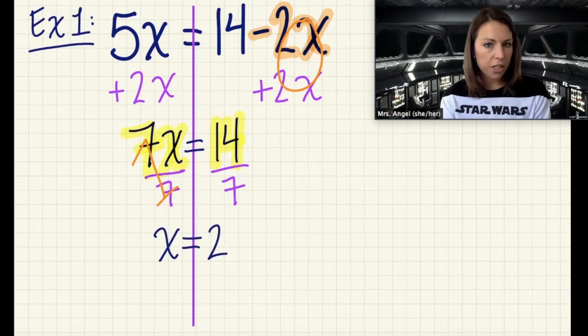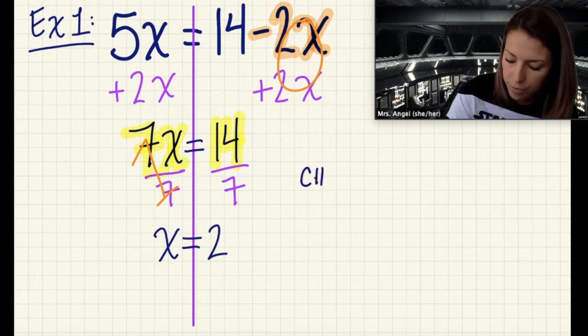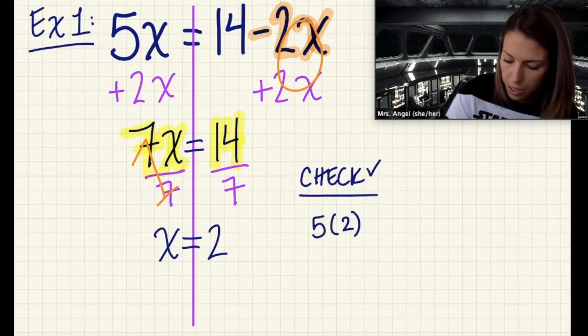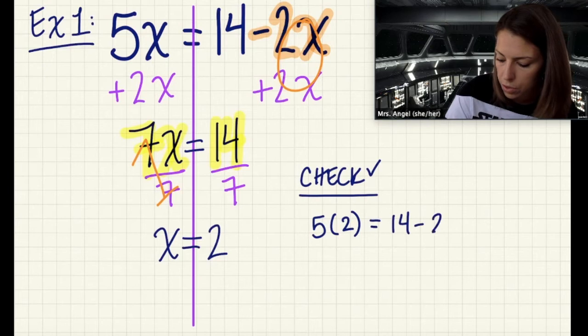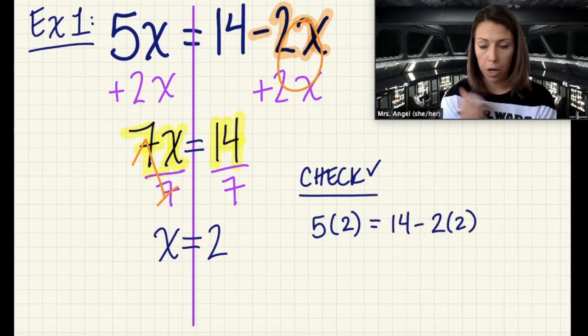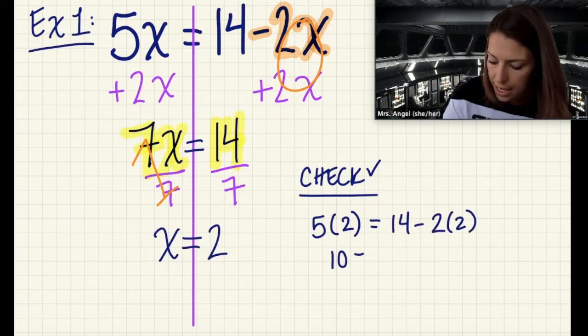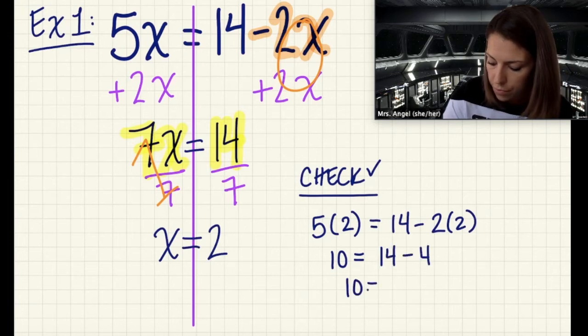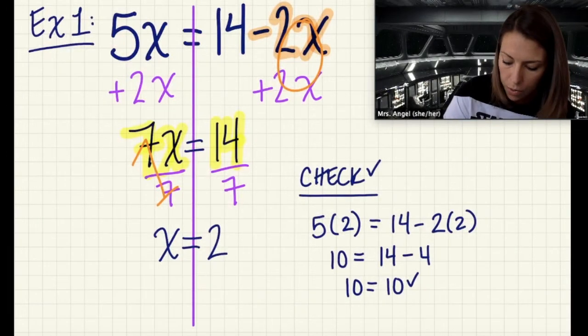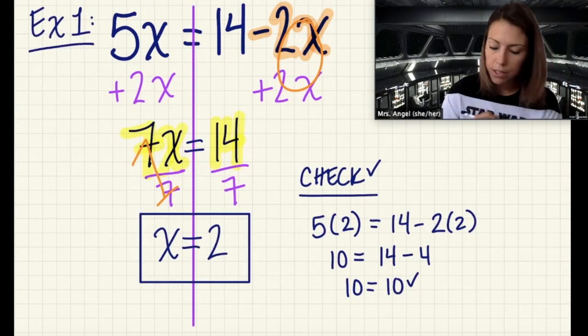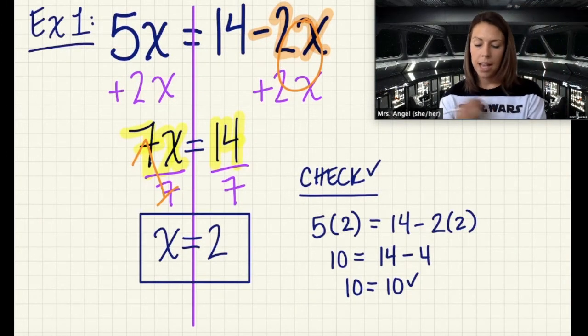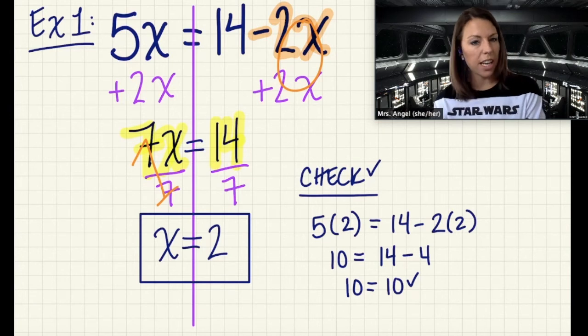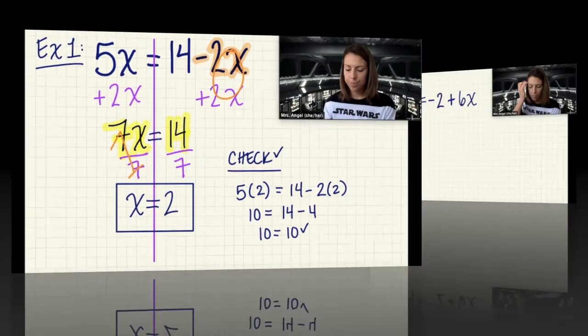Let's do a quick check just to be sure. 5 times 2 equals 14 minus 2 times 2. I always check my work, by the way. 5 times 2 is 10, and 14 minus 4, and yep, 14 minus 4 is 10. So we know that 2 is the correct solution. Let's take a look at another example that's a little bit tougher.